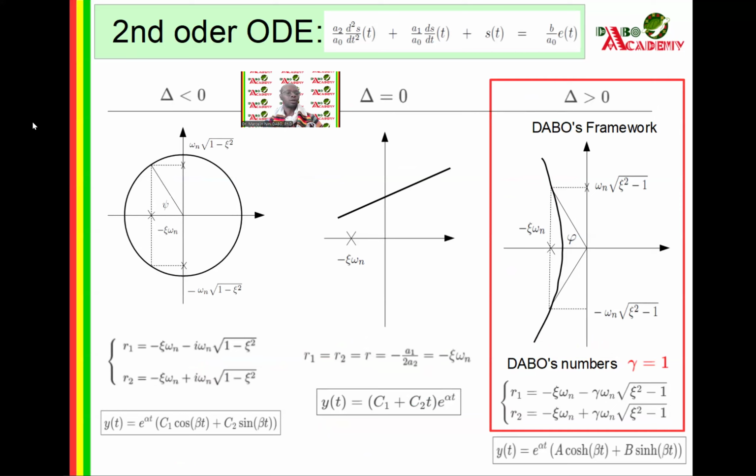So for the circular trigonometric world, what you can see is that these solutions come from differential equations, classical ODEs in physics, where you have S double dot plus 2 times xi omega n S dot plus omega n square S equal to 0. From there, you have these solutions here, okay?